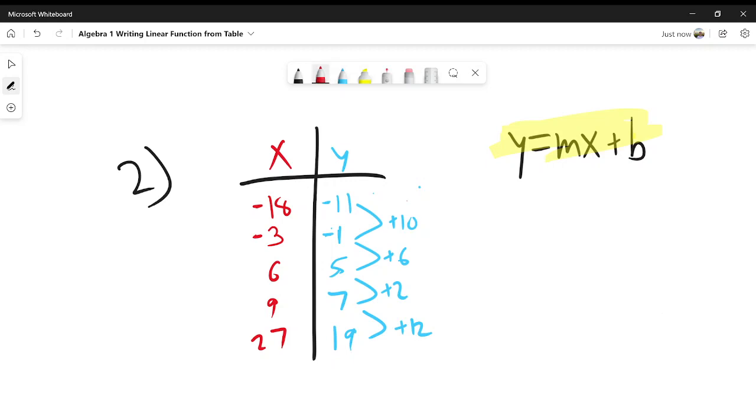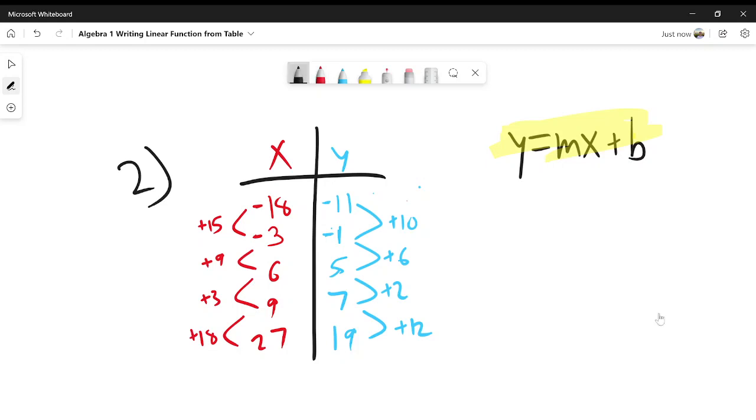And then let's take a look at the x values. Between -18 and -3, it increases by 15. Between -3 and 6, it increases by 9. Between 6 and 9, it increases by 3. And between 9 and 27, it increases by 18.